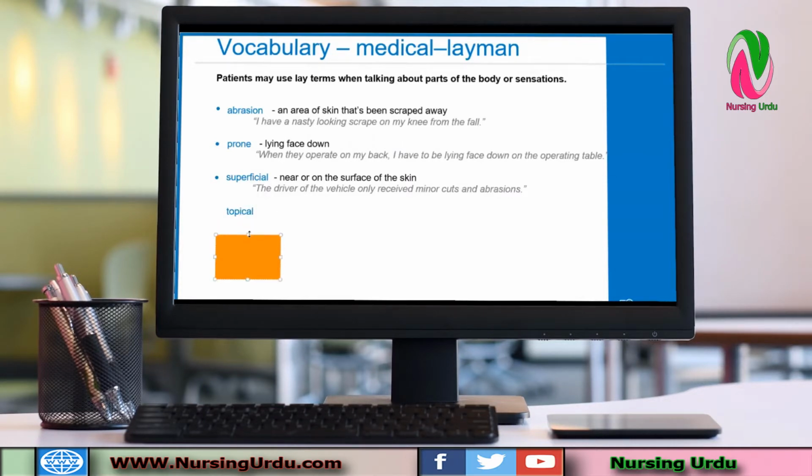So topical, what might a patient say, or what's a definition of this? Not quite, Lily. Okay, so we're talking about here something that's applied on the outside of the body, on the skin. So a topical cream is a cream that's only applied on the skin. And the last one, a sedative.